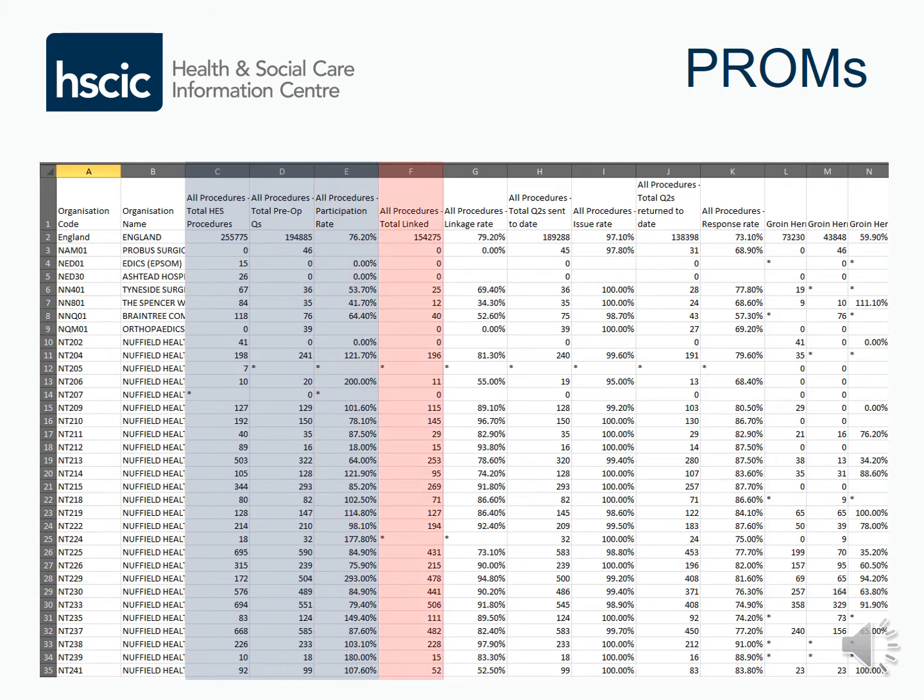Total linked is the number of questionnaires that we have been able to link to a hospital procedure. The linkage rate is the number of linked preoperative questionnaires as a percentage of the total number of preoperative questionnaires, not episodes.